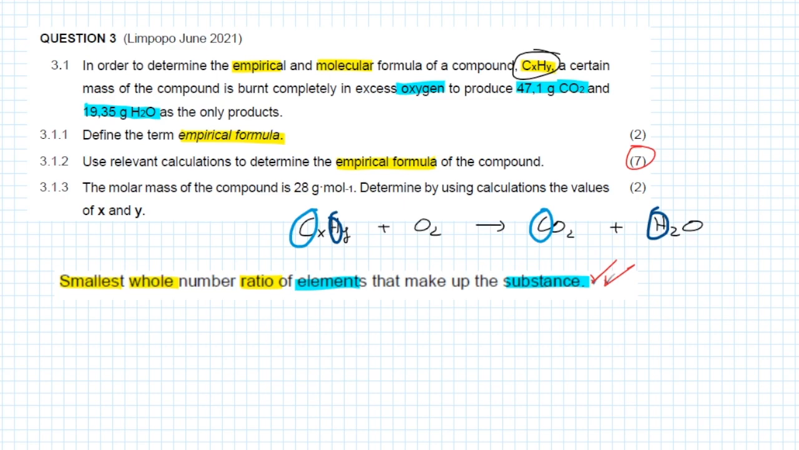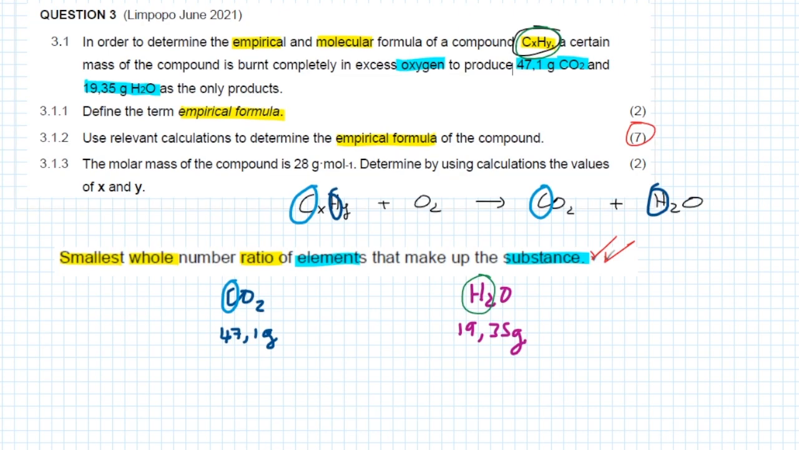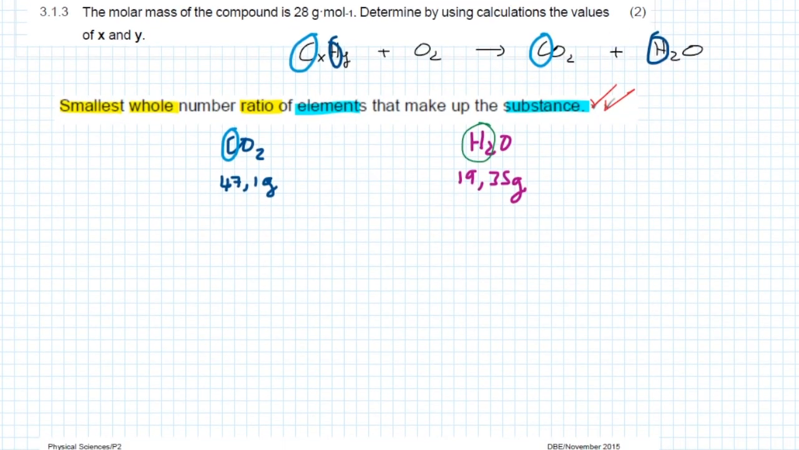So nothing is going to just disappear, and that is why we go ahead and balance chemical equations. So what this basically means is, if we have carbon dioxide, and we know that we have 47,1 grams of carbon dioxide, in this carbon dioxide is the carbon from this compound, CxHy. If we are told that we have water, H2O, and we specifically have 19,35 grams of water, then contained in the water as part of the hydrogen is the hydrogen from the compound CxHy. So this is what we're going to do, and of course there are different methods you can use in order to solve this problem.